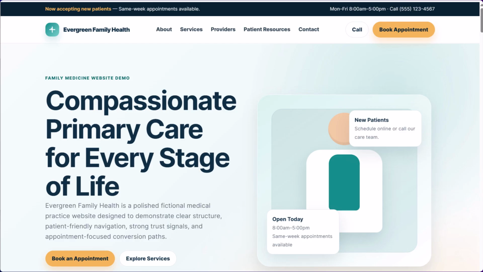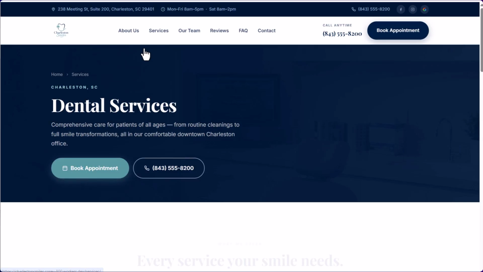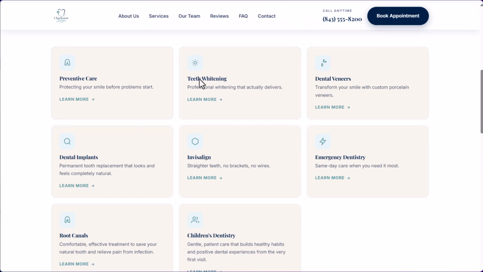One of the other ones that we've done recently, I'll show a different one, is this one is Charleston Smiles. So again, another fake business, but we have the address at the top. So downtown Charleston, hours, phone number, social media, book appointment here, make it easy. Beautiful smiles right here in Charleston. For this one, we have a bunch of services for a dental practice, so preventative care, teeth whitening, dental veneers, emergency dentistry, Invisalign, dental implants. So we have all of these.